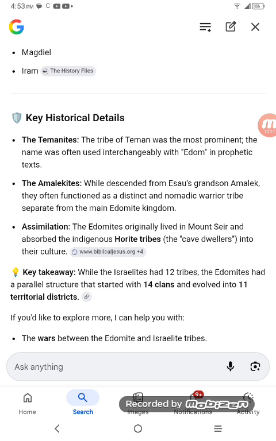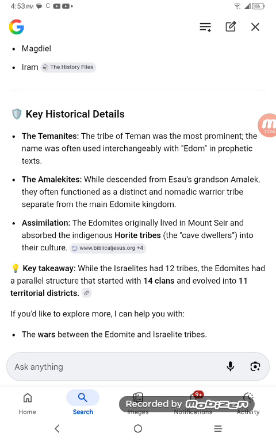It says assimilation. The Edomites originally lived in Mount Seir and absorbed the indigenous Horite tribes. Uh-oh, here we go. See, man, they know. Look at this. It says the cave dwellers into their culture. Come on, man. Do you see that? And you know where you get the word Caucasian from? Cave dwellers. So it's right here in Google. I'm surprised they didn't take this down. There you go right there. It's telling you who they are right there. Wow. And here you got the biblical website right there, the Horite tribe, the cave dwellers.